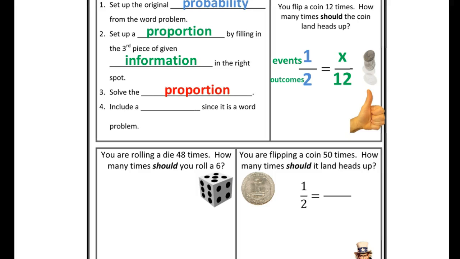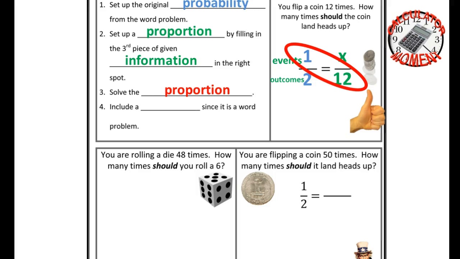Now I'm going to solve the proportion by cross multiplying. 1 times 12 gives me 12. 12 divided by 2 gives me 6. That's a quick little calculator moment. 12 times 1, 12. 12 divided by 2, 6. Include a unit since it's a word problem. We're dealing with probability, which is an application of proportions, of ratios, everything we've worked on up to this point. So we don't just have 6, we have 6 times that it landed heads up.